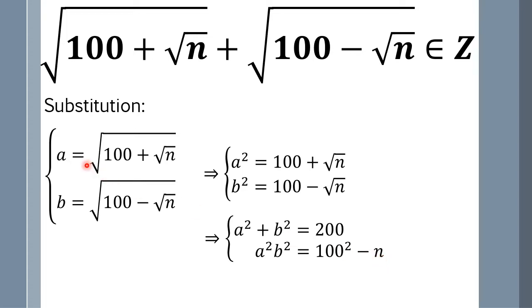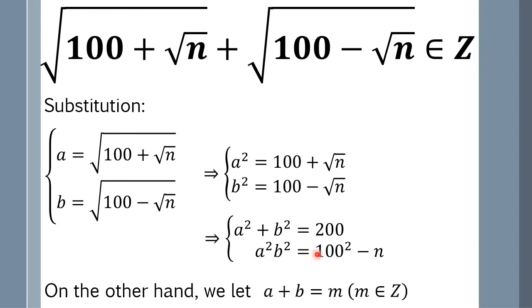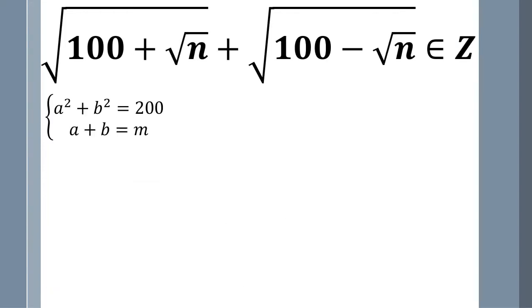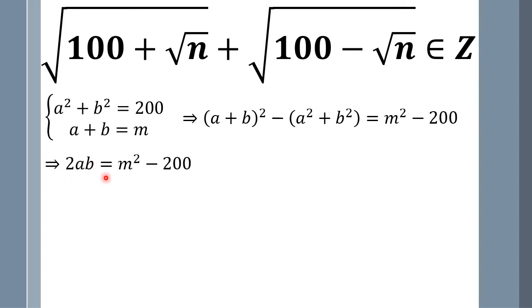By the definition of a and b, we know a plus b is an integer, so we let that integer be m, which means a plus b equals m. m is an integer. From a squared plus b squared equals 200 and a plus b equals m, we can easily get 2ab equals m squared minus 200.